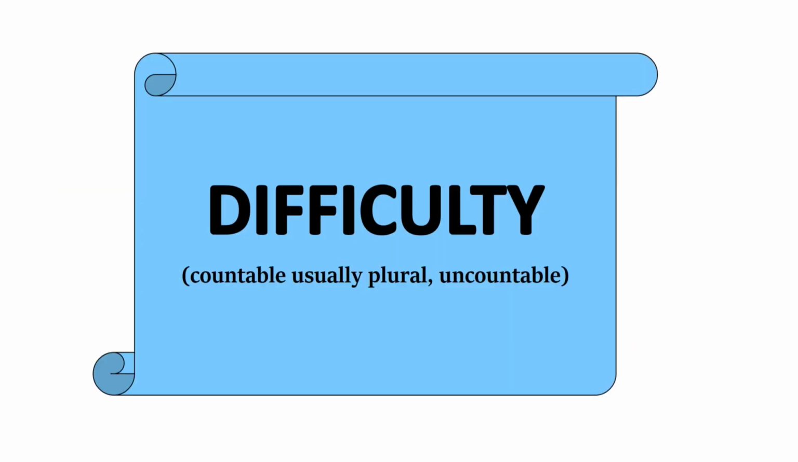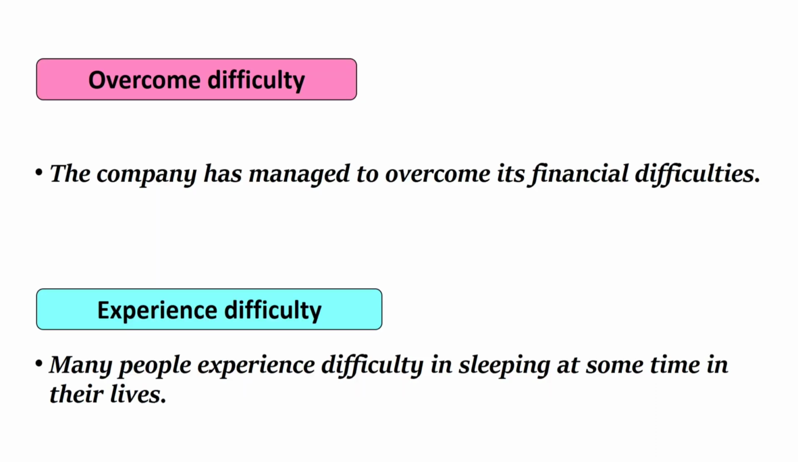The next word is difficulty. It is a countable noun which is used in a plural form. Also, in some cases it is used in an uncountable form. The collocations are: overcome difficulty. The company has managed to overcome its financial difficulties. Experience difficulty. Many people experience difficulty in sleeping at some time in their lives.